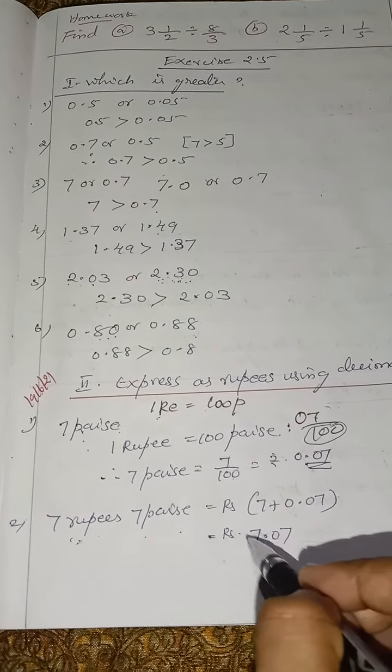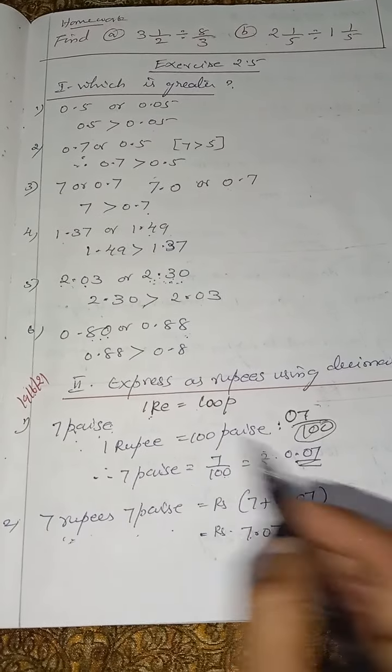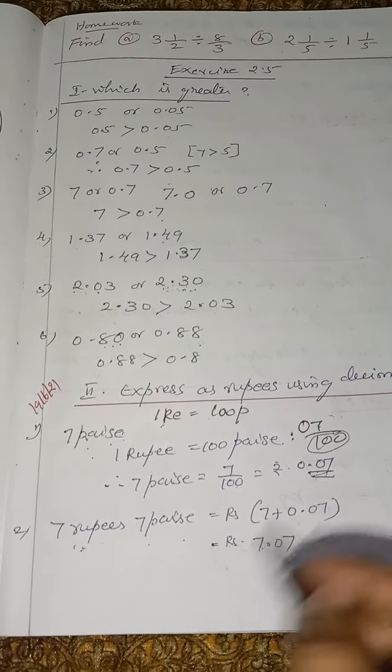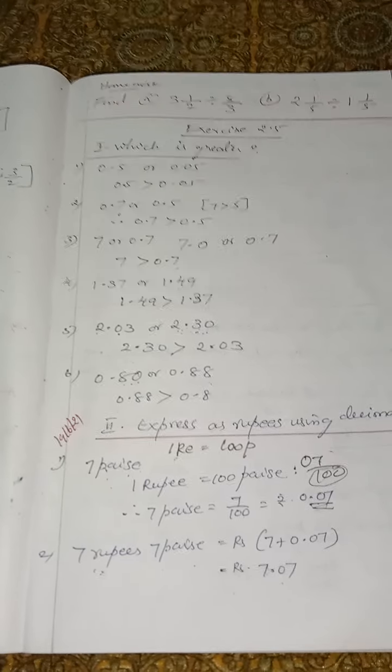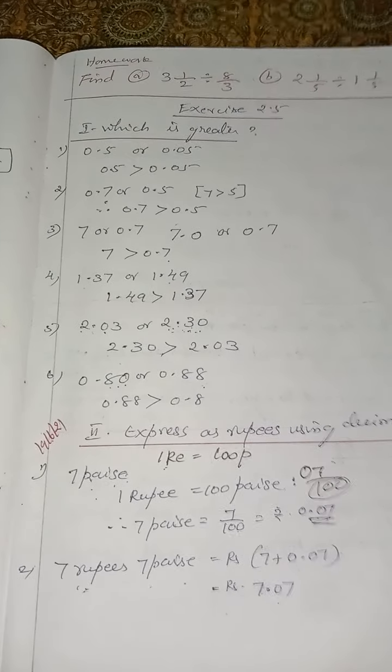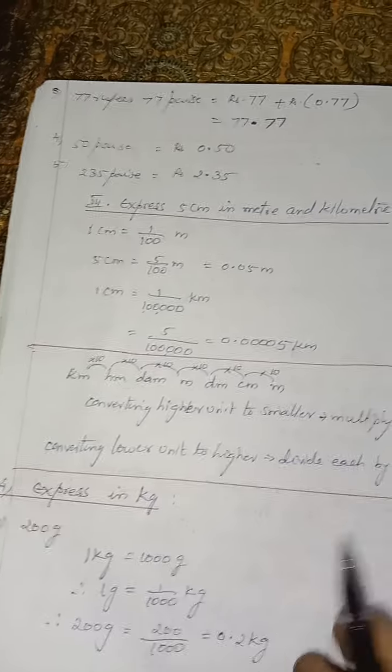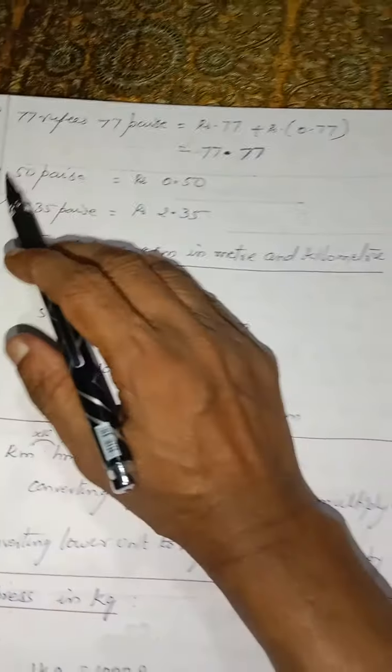7 rupees means what? 7 point. For 7 paise what? 07. Okay. So it is 7.07. Then we will come to the third problem.